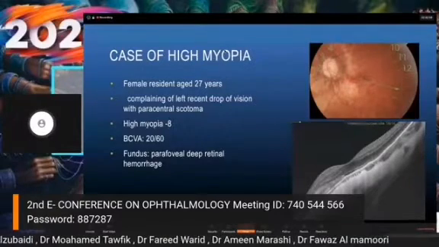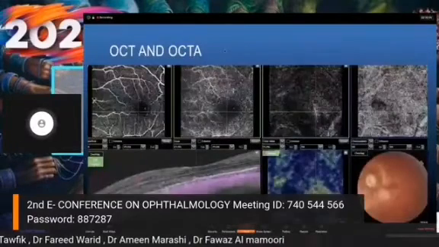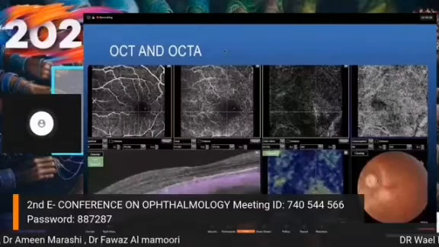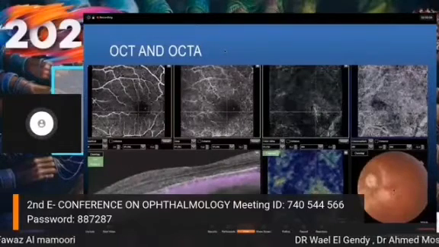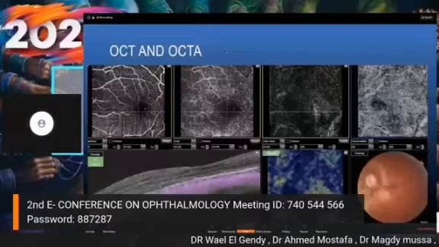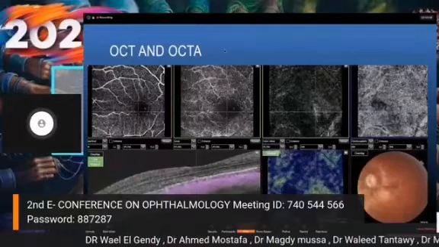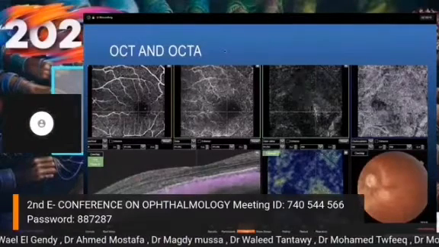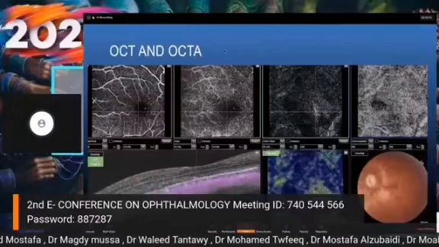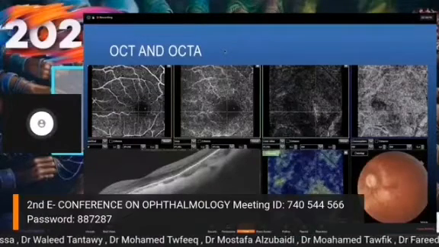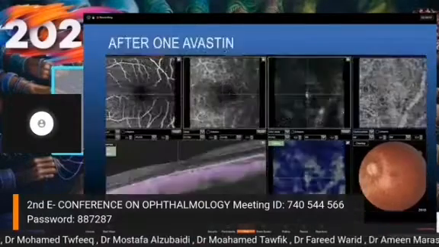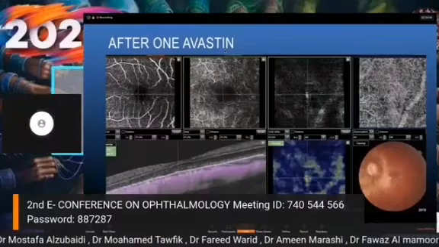I did OCTA, and I found that the CNV is in a different situation. It is not below the hemorrhage, it's at the edge of the hemorrhage where the CNV is. Very tiny CNV, starting CNV, and we started to treat this patient. After treatment, the CNV is getting less and less, and with only 2 injections of Avastin, she regained 6/12 vision.